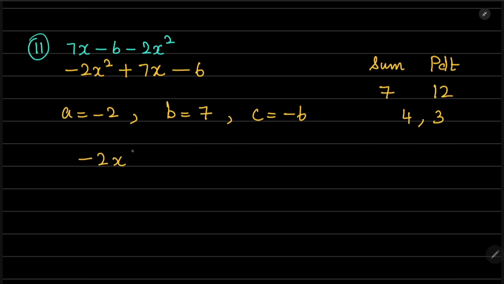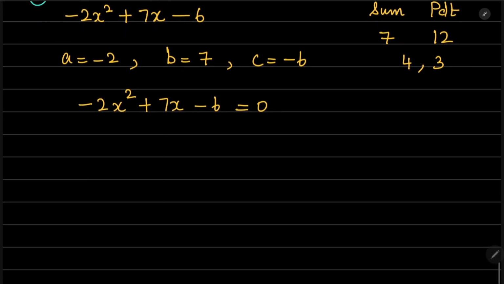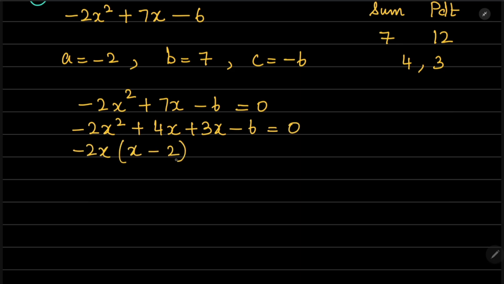In order to find the zeros of minus 2x square plus 7x minus 6, we have to equate it to 0. Now let us replace the middle term with 4 and 3. So minus 2x square plus 4x plus 3x minus 6 is equal to 0. Take minus 2x common. You will have x minus 2 plus 3 common out. Again x minus 2 equal to 0.